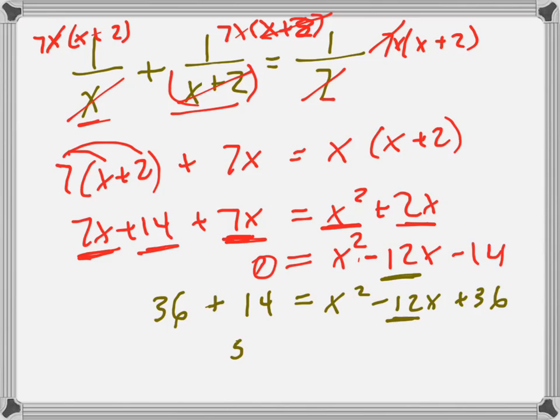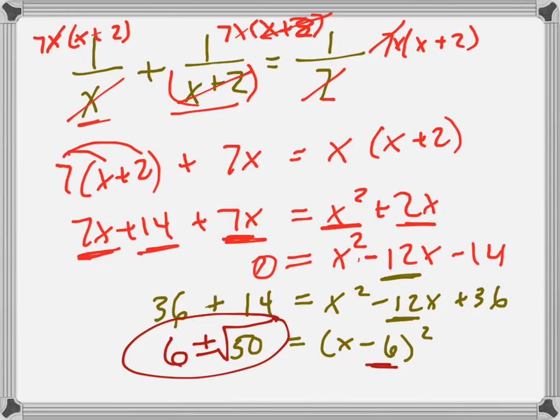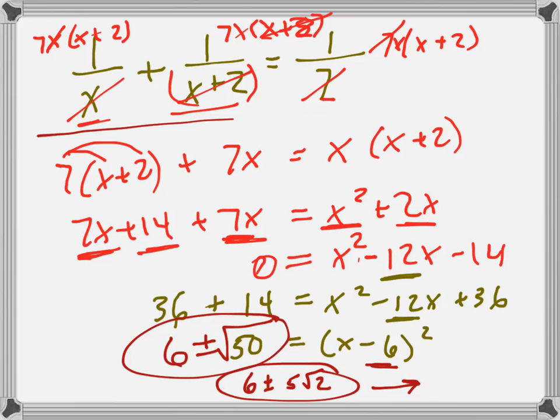So this is 50 equals, let's factor this, x minus 6 squared. Now take the square root of both sides. I'll change colors here for this. Take the square root of both sides, and then add 6 to both sides. There's your answer: 6 plus or minus the square root of 50. You can simplify that: 6 plus or minus 5 root 2, because 50 is 25 times 2. There's your answer.